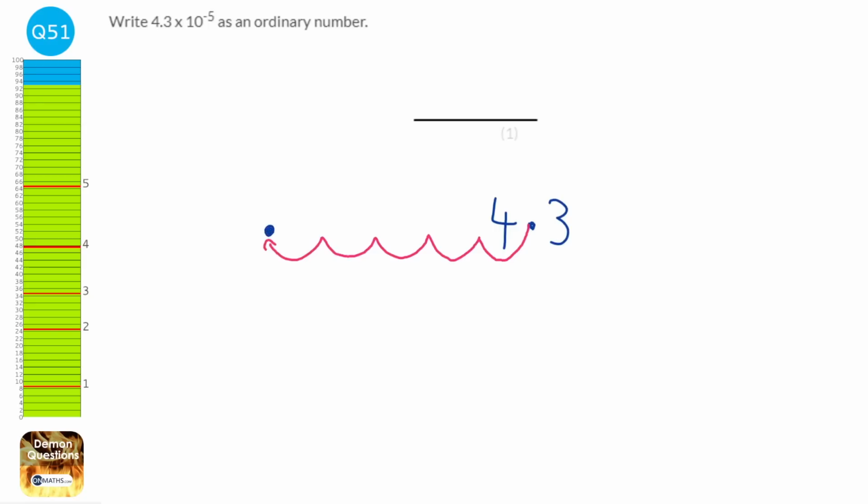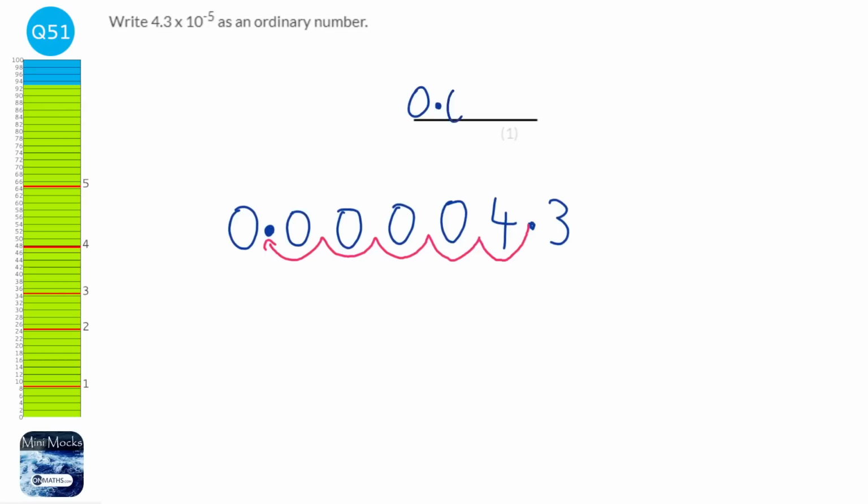All the jumps that we made, we're going to fill in with zeros. And because it's decimal, we're going to start it off with a 0. So our new number, or our ordinary number, is 0.00043. Now it's important to realise that we shouldn't really think about it as jumping the decimal point. We're actually shifting the number. But it's all relative, and it's a lot quicker just to move that decimal point.